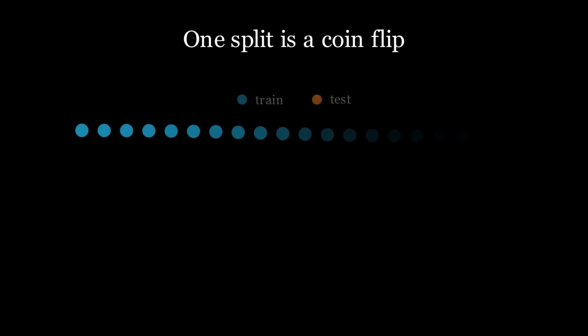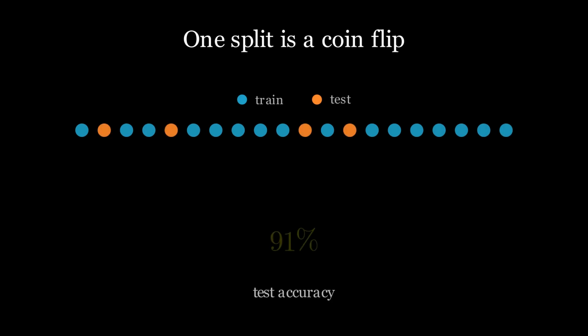Start with the usual approach. Split your data once, say 80% to train, 20% to test. Here that split gives 91% accuracy, but watch what happens if we just reshuffle and split again. Now it's 84, again, 88. The score is swinging by several points, and nothing about the model changed. With a small test set, you're not measuring the model, you're measuring the luck of which rows landed in the test fold. We need an estimate that doesn't depend on one lucky slice.